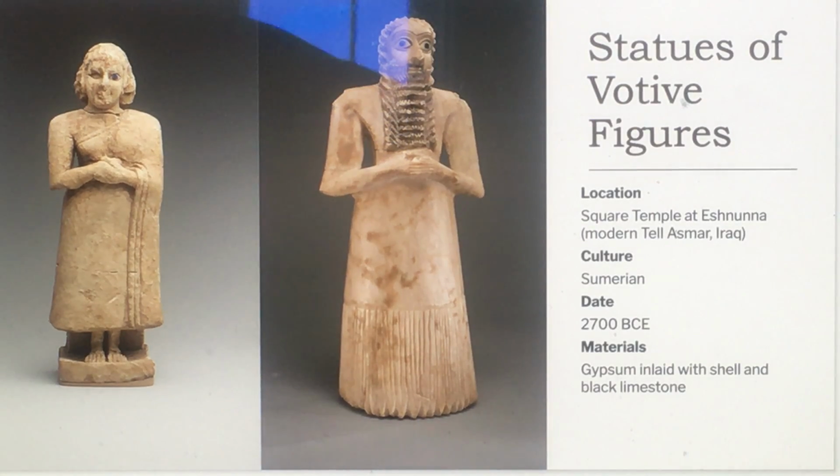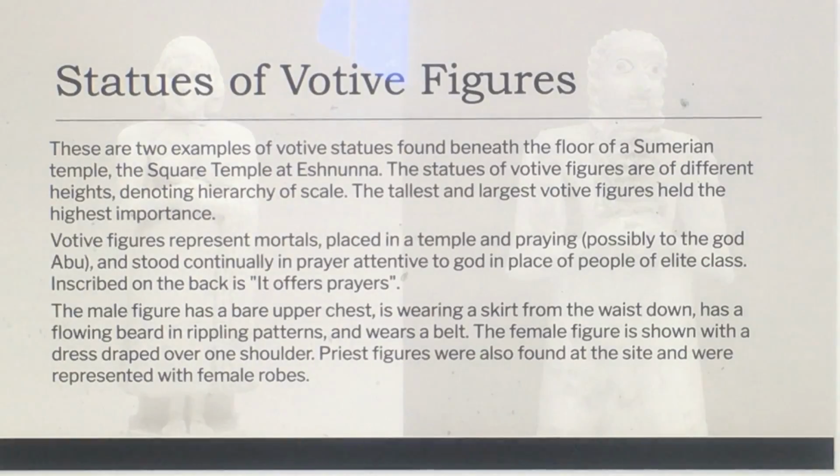This is the statues of votive figures. It's the square temple at Eshnunna. That's modern Tel Asmar, Iraq. It's Sumerian, 2500 BCE, and it's gypsum inlaid with shell and black limestone. These are two examples of votive statues found beneath the floor of a Sumerian temple, the square temple of Eshnunna.